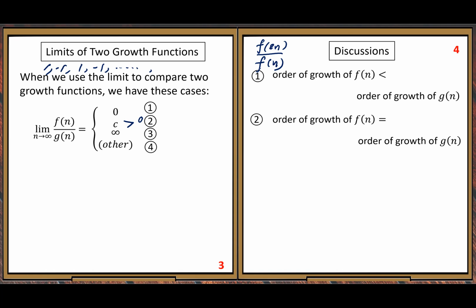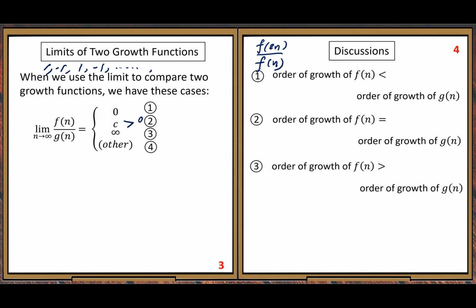All right. So I hope you understand this case number 2. Same order of growth. Then case number 3, you can see f of n. When n goes to infinity, this limit is infinity. So naturally, you can understand f of n grows much faster, right? So we can say the order of growth of f of n is greater than the order of growth of g of n. That's the first 3 cases.